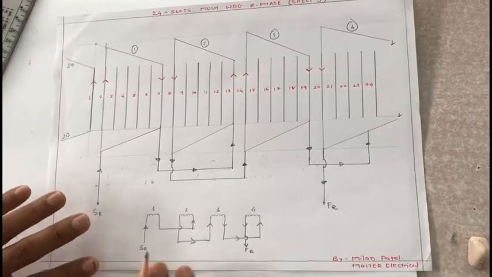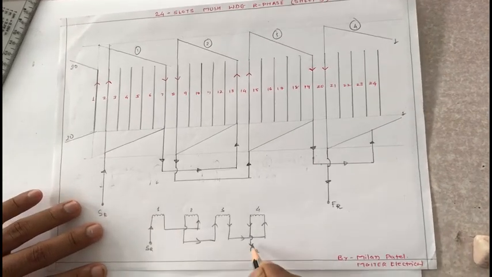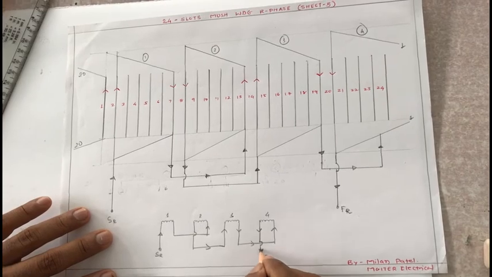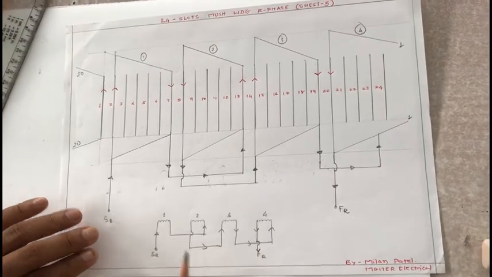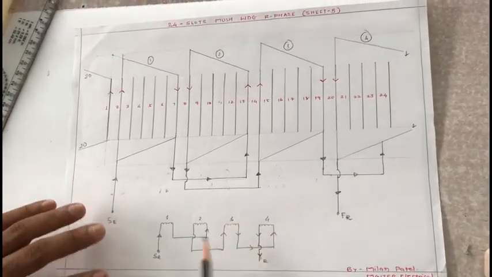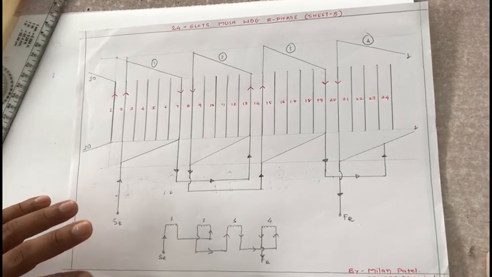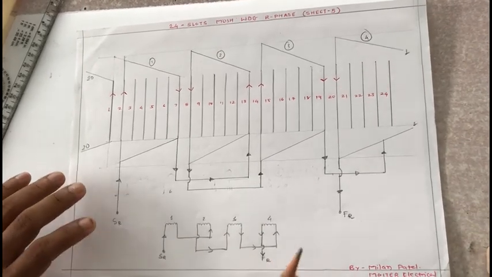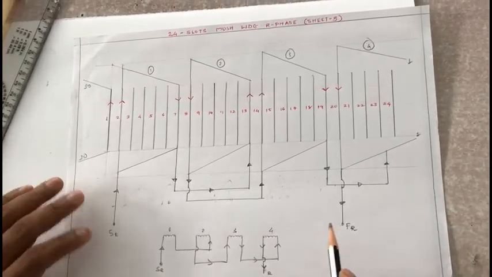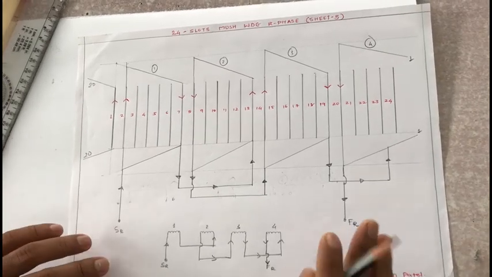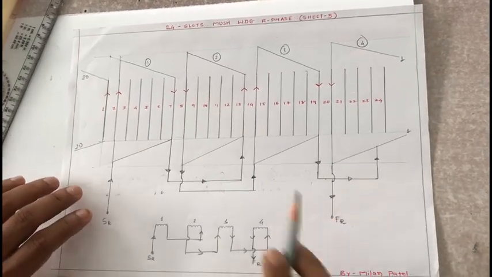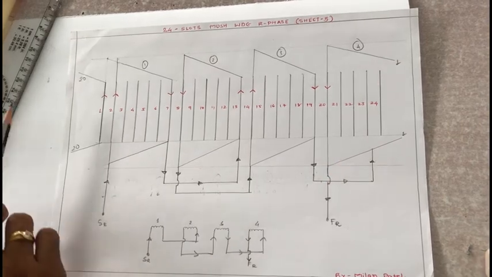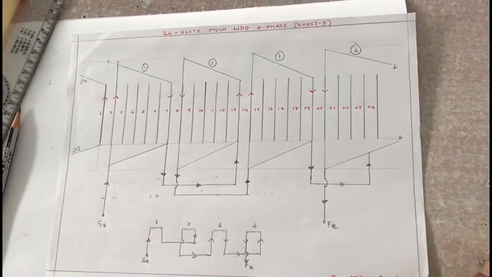So this is the open type winding. In DC there are closed type windings, and in AC this is open type, because there are no brushes and commutators. So this winding is used for small induction machines. This type of winding is used for small induction machines.